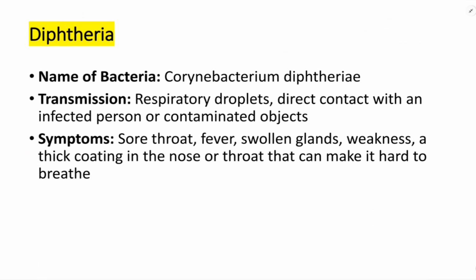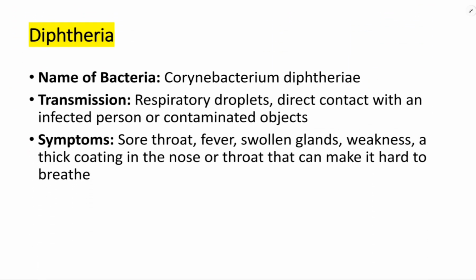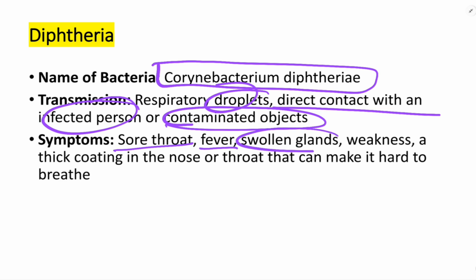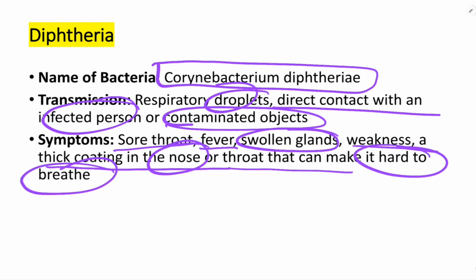Next we'll see diphtheria. It is caused by Corynebacterium diphtheriae and it transmits through respiratory droplets, direct contact with an infected person or contaminated objects. And the symptoms are sore throat, fever, swollen glands, weakness, a thick coating in the nose or throat that can make it hard to breathe. These are the symptoms of diphtheria.